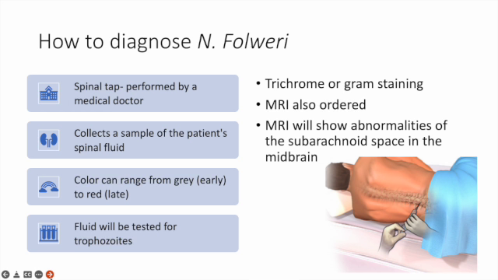They will also test the fluid for trophozoites, which is what I showed you previously. That's one way of knowing if you have N. fowleri. They also might order an MRI, and usually the MRI will show abnormalities of the subarachnoid space in the midbrain.